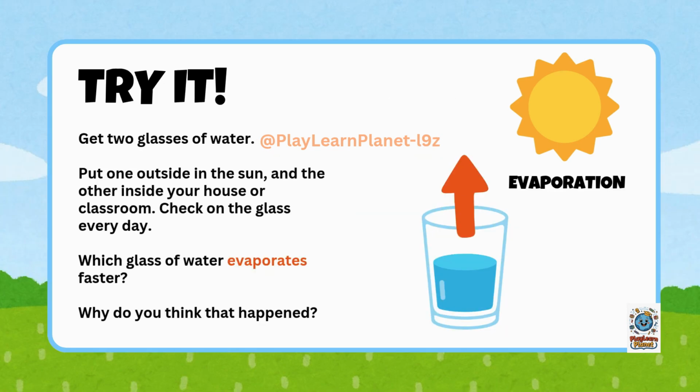Try it. Get 2 glasses of water. Put one outside in the sun, and the other inside your house or classroom. Check on the glass every day. Which glass of water evaporates faster? Why do you think that happened?